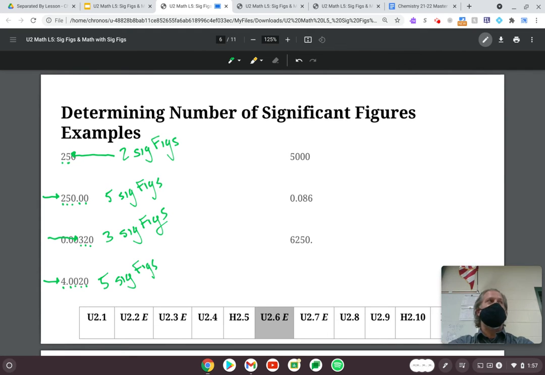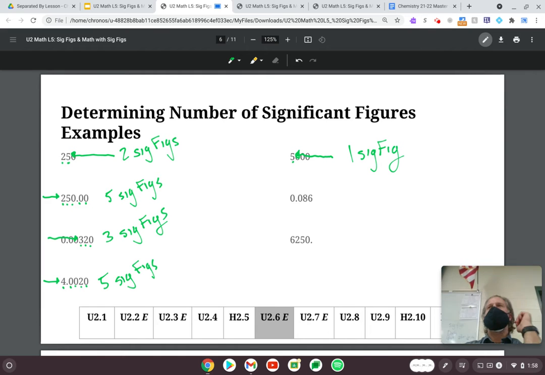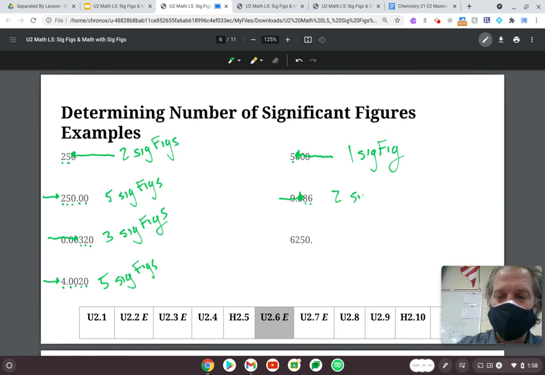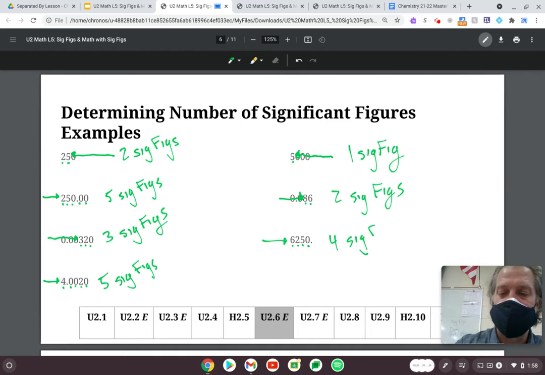5,000 with no decimal point. Coming in from the left. Get to that 5. Count. 1. 1 sig fig. 0.086. There's a decimal point, so I'm going to come in from the right. Count the 8 and the 6. 1, 2. So it's 2 sig figs. And then lastly, 6,250 with a decimal point. Coming in from the right-hand side. 1, 2, 3, 4. 4 sig figs.